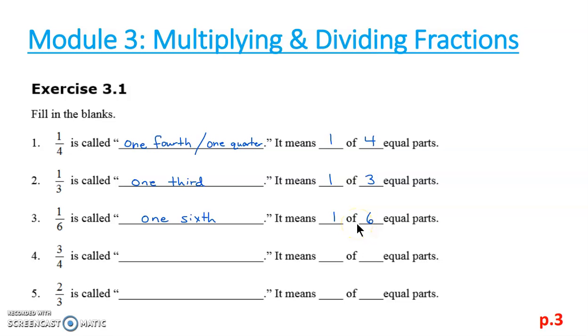For number 4, our denominator is 4, but our numerator is 3, so we have 3/4. And here we'll use an S because we have 3, not just 1. Or we can call this 3/4. It means 3 of 4 equal parts. And number 5, we have 2 over 3. This is 2/3 with an S. It means 2 of 3 equal parts.